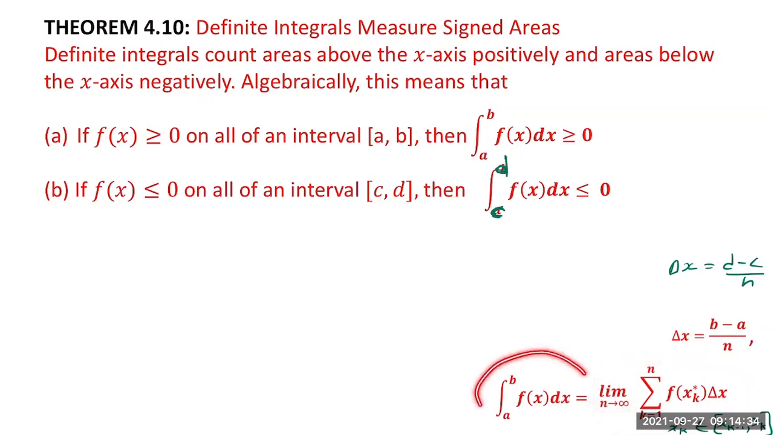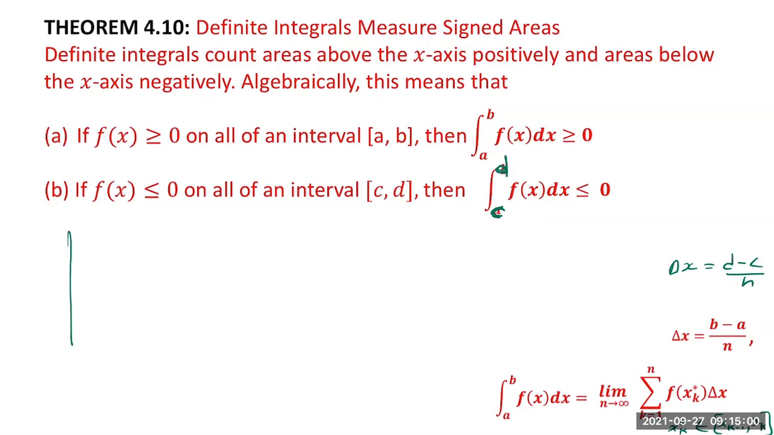That means this definite integral from c to d, in the second case, we have c to d, this definite integral is less than or equal to 0. That's the idea. That means if your function is below the x-axis, the definite integral is less than or equal to 0. And if your function is above the x-axis, the definite integral is greater than or equal to 0. That's why we say that it measures the signed area.